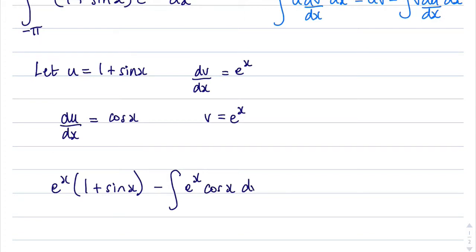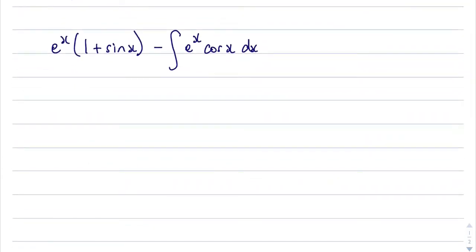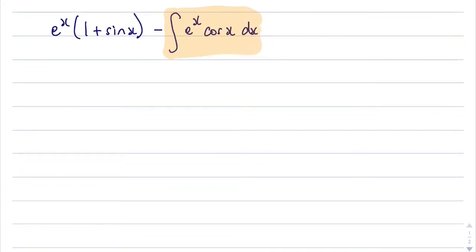Now what I'm going to do here is just deal with this integral here. So I'm going to deal with this part here, and then I'll come back to the whole thing later on. Okay, so what we've got is the integral of e to the x cos x dx. So I need to apply integration by parts again.